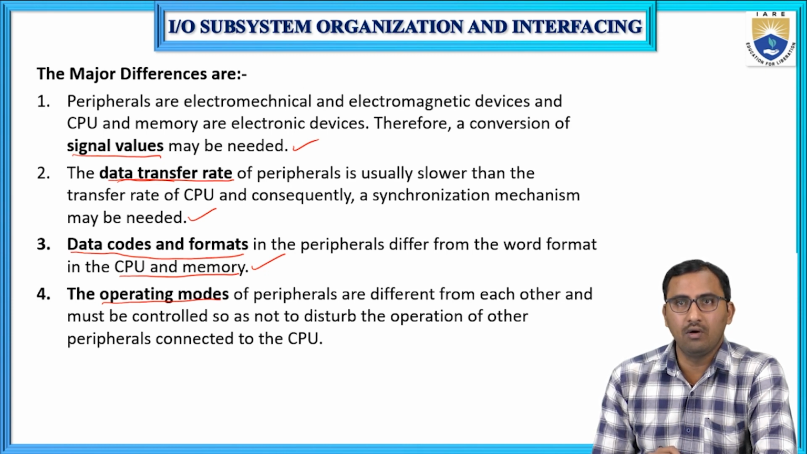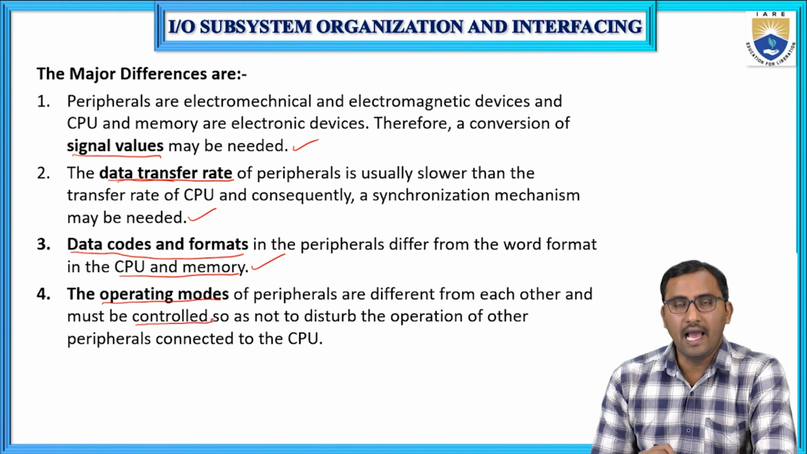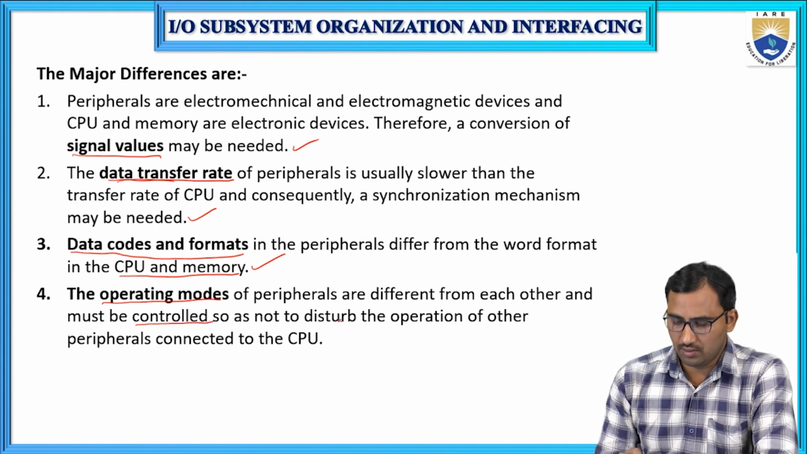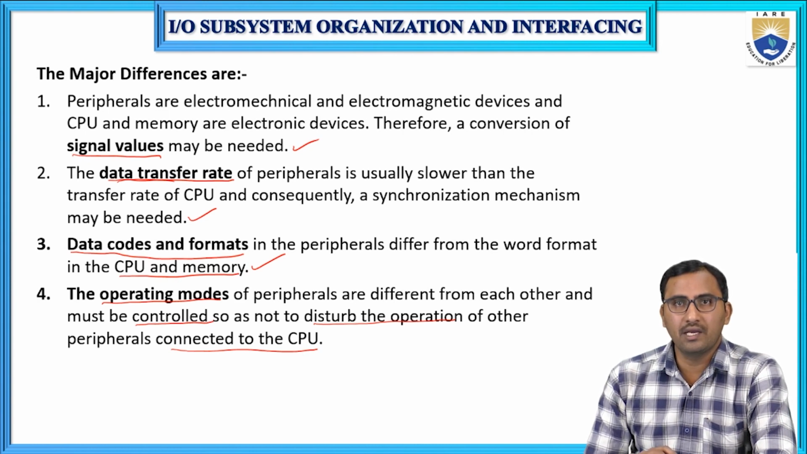So peripheral devices operate in different modes from each other, and must be controlled so as not to disturb the operation of the other peripherals connected to the CPU. Suppose we are connecting several IO devices with the CPU. Whenever we are connecting more than two IO devices, the operation of one peripheral device should not disturb the operation of the other peripheral device. So these are some major differences that exist between the central processing unit and IO devices.